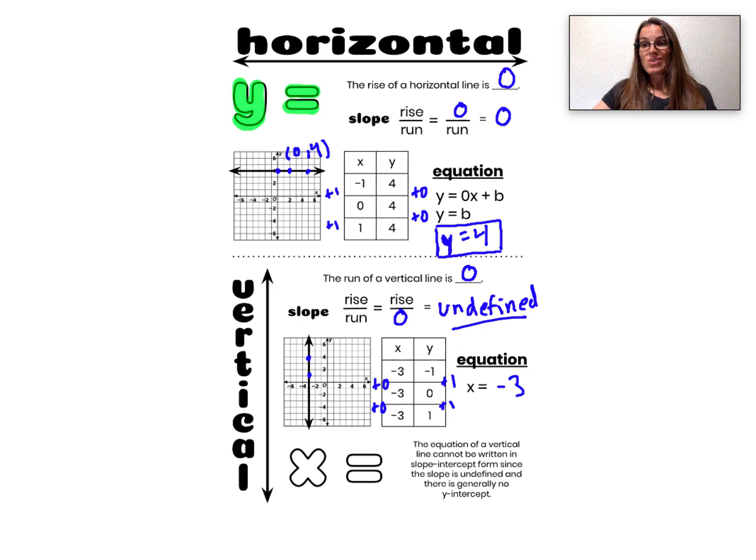This is something you kind of just have to memorize. Every vertical line is an exception. It cannot be written in y equals mx plus b form. Instead of writing y equals, this is our only line that we will describe as x equals. X equals, in this case, -3. You'll just have to look at the table or the graph and find the x value that characterizes every point on that vertical line.